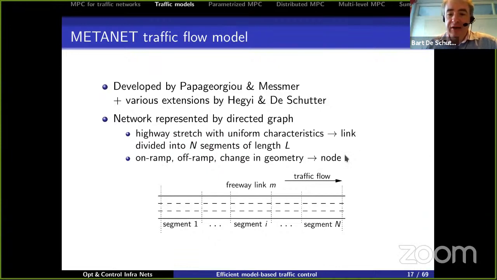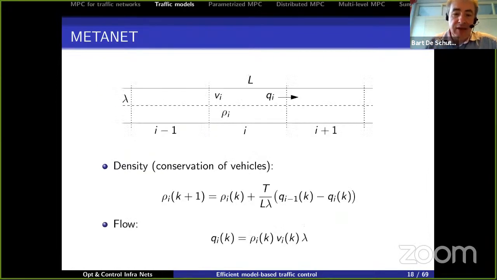Next, we are going to divide every link into segments of a certain length. And typically, we take a length of, let's say, 1 kilometer. And that's what you see here. So we have a freeway link, and it's divided in n segments. And for every segment, we are now going to consider 3 characteristic variables, namely the density, which we will represent by rho. We also look at the outflow of the segment, which we will represent by Q. And we also look at the speed of the vehicles in the segment.